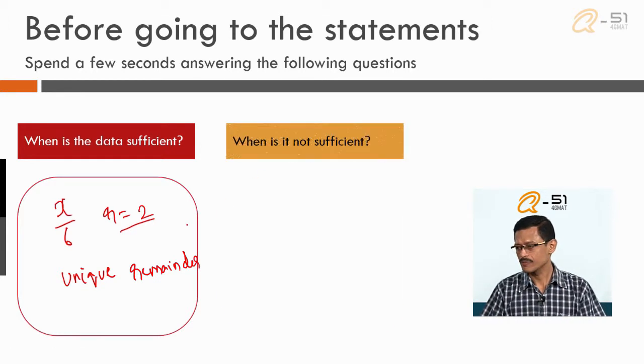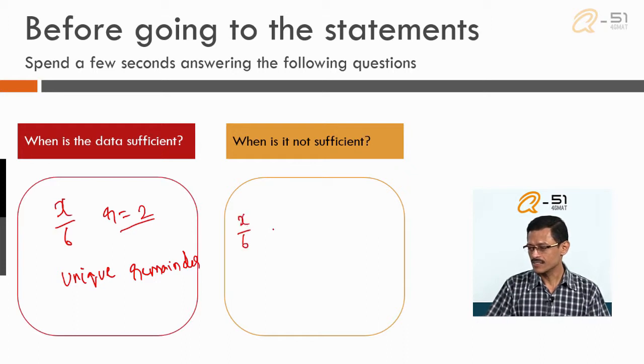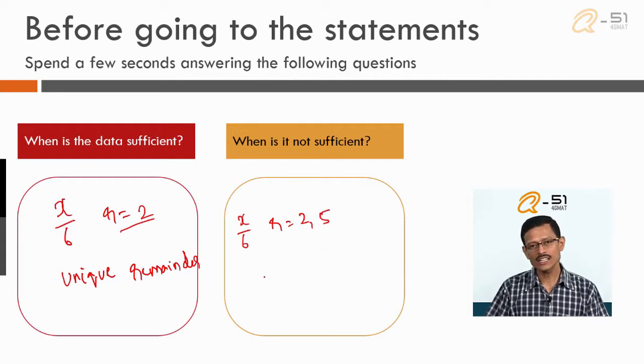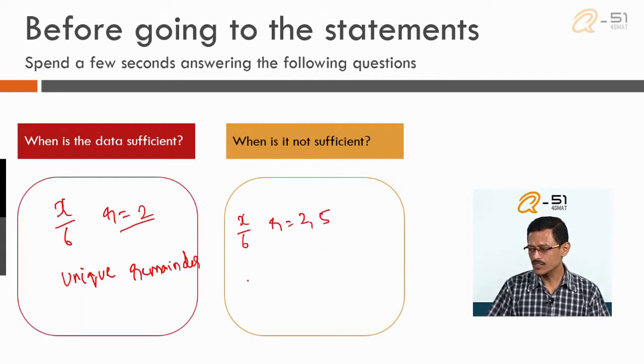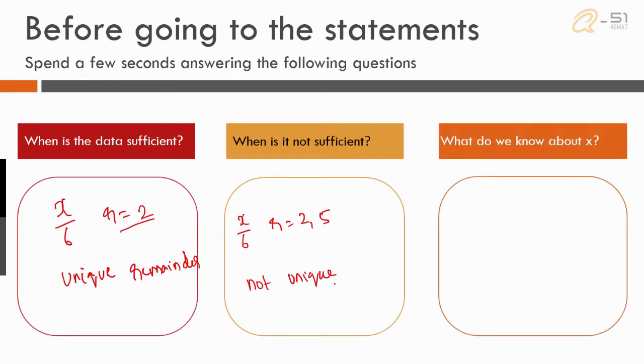Let's look at the second question. When is the data not sufficient? When x is divided by 6, the remainder could be 2, could be 5, could be 0. If I'm not coming up with a unique remainder, then the data is not sufficient. And one last question: what do we know about x? The question states that x is a positive integer. So these are the three things we need to know: when the data is sufficient, when it is not sufficient, and what x is.